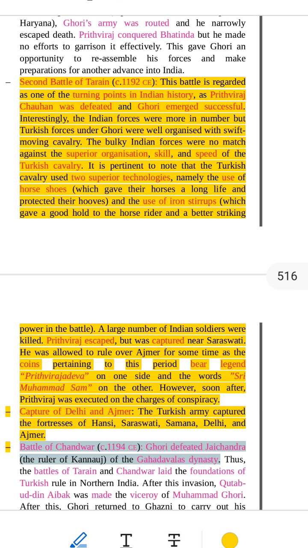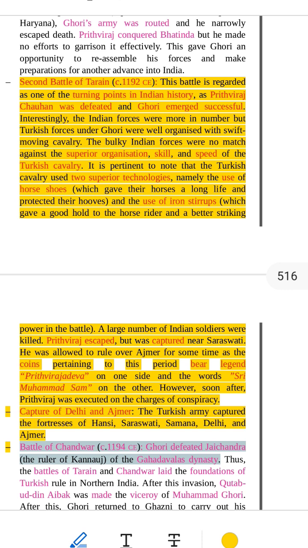What happened in the Second Battle of Tarain, 1192 CE? Both sides met again near Tarain, in present-day Haryana. Prithviraj had a larger army, more soldiers, but they were slow and less organized. Ghori had fewer soldiers, but they were fast, using horse-riding soldiers called cavalry, well-trained, well-organized, using superior technology.